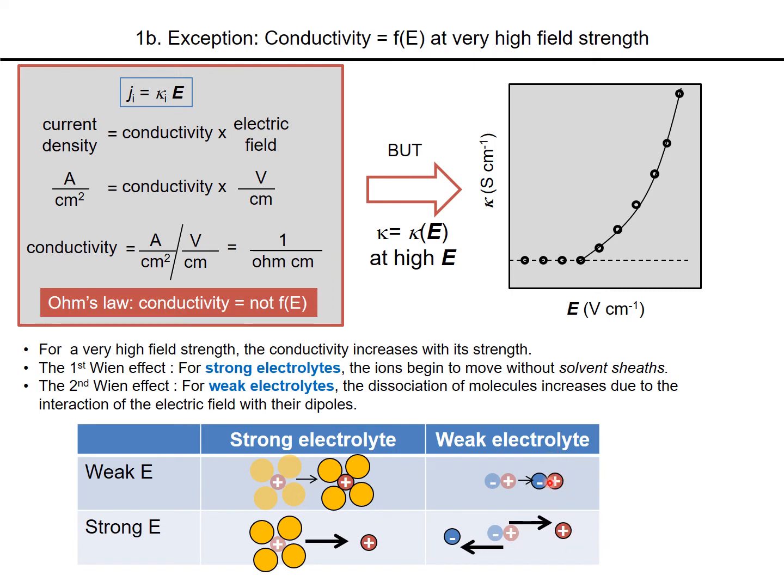At the very first time, minus plus together. However, right now plus or minus. So conductivity increases with electric field. That is called the second Wien effect. So, for weak electrolytes, the dissociation of molecules increases due to the interaction of the electric field with their dipoles when you apply the high electric field to this electrolyte.